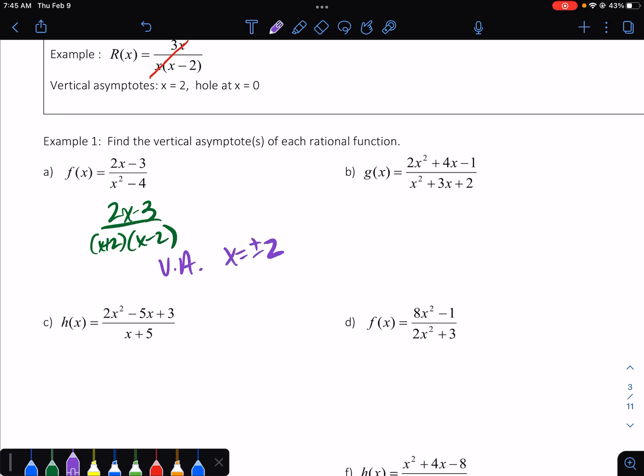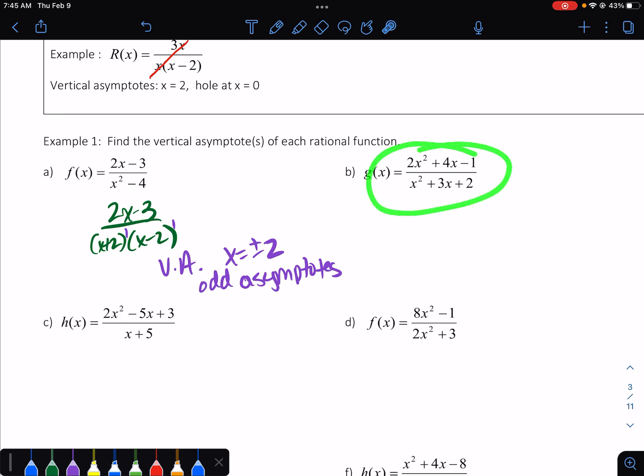Our vertical asymptotes are x equals plus or minus 2. Now, with our vertical asymptotes, you also have multiplicity. Okay, so here, both of these have a multiplicity of 1, so they are odd asymptotes. Okay, we'll talk more about what happens with an odd asymptote later, but know that you can use the multiplicity to decide if the asymptote is even or odd.